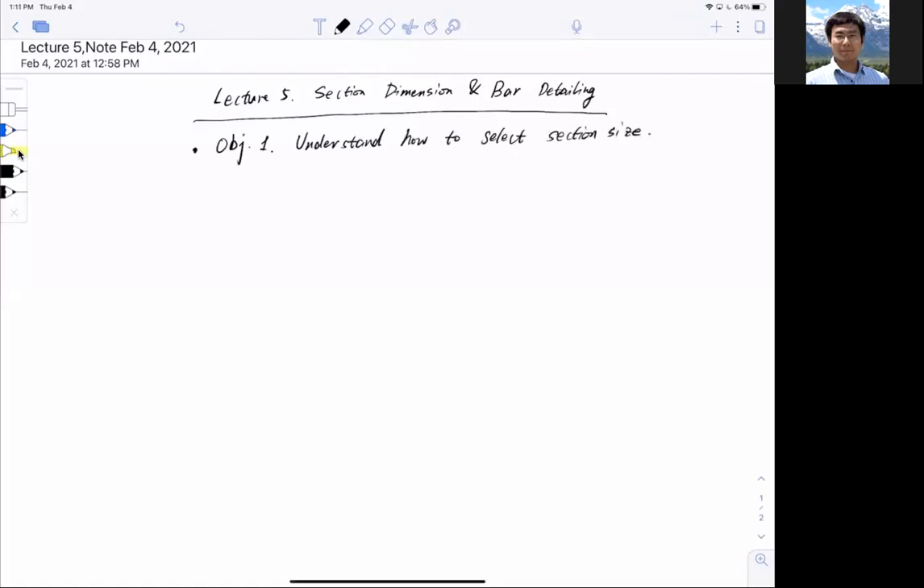Okay, meaning what is the height, what is the width, so on and so forth. And objective two is we need to know how to design bar spacing: how far we put the bars together, how many bars we put in a section, so on and so forth.